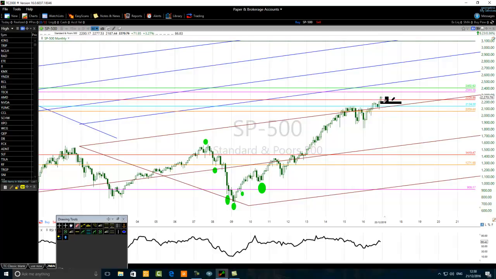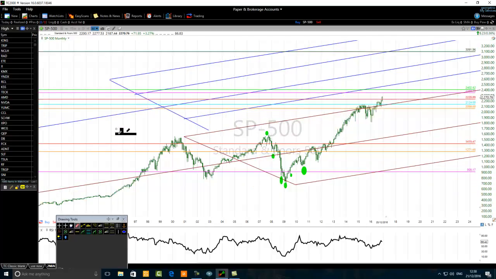Okay, but there is 2300 before 2344. So you know where the key levels are now, and you also have those blue trend lines on your chart. With that, you will be able to make excellent decisions.